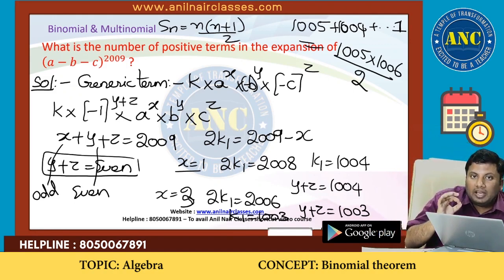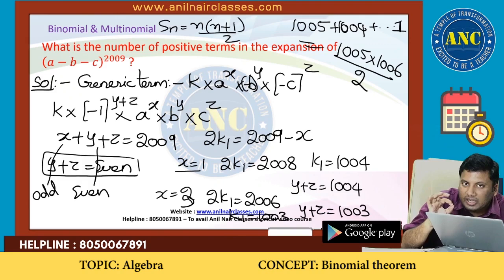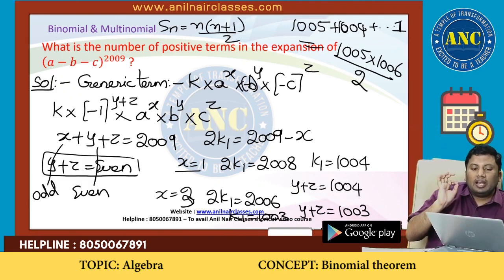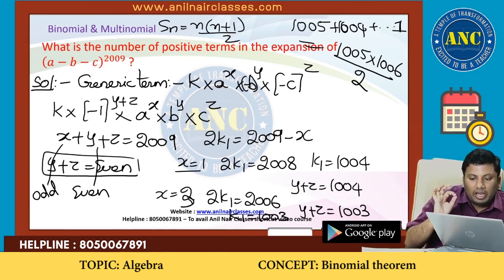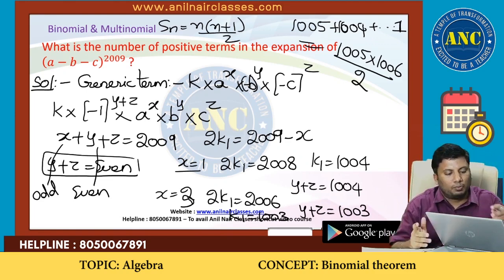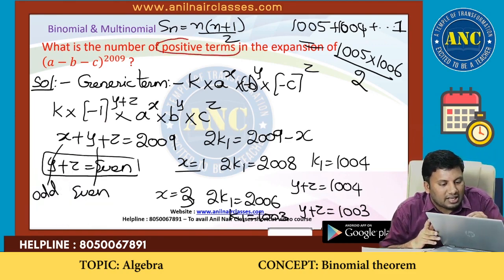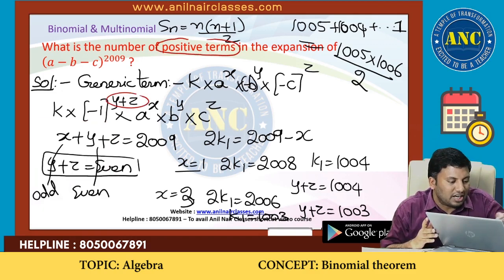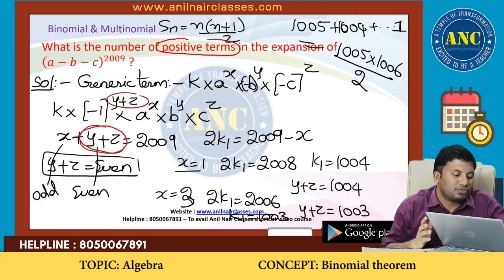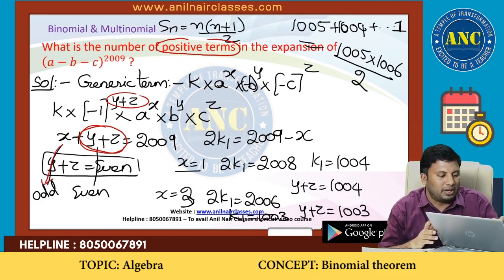Kindly reply in the live chat if this concept is clear to you. Kindly reply, sir. K into a power x into minus b power y into minus c power z, minus 1 power y plus z into a power x into b power y into c power z. Because it is a positive term, y plus z should be an even number. If this is an even number, something plus even is odd, x should be an odd number.